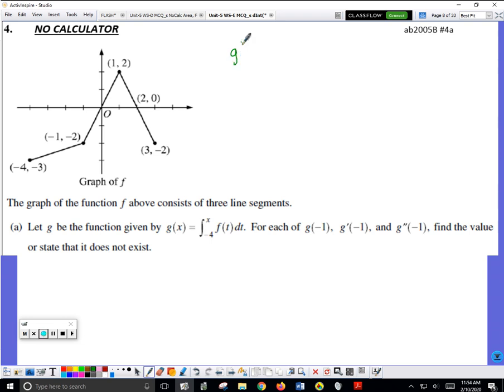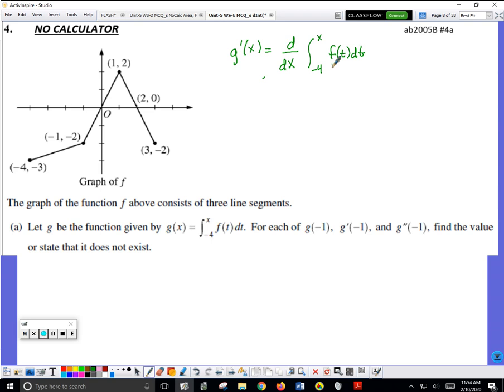G prime of x is going to equal d over, okay, because G is a function of x, I have to go d over dx. So don't get mixed up and put dt. The G function is a function of x. As I said to Jackie, the t is really just substituting for x anyway, so I need to find this derivative.